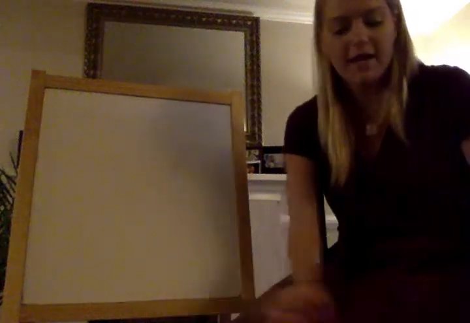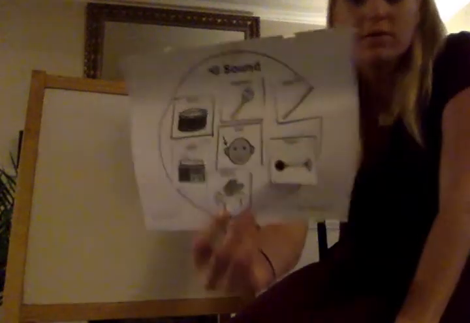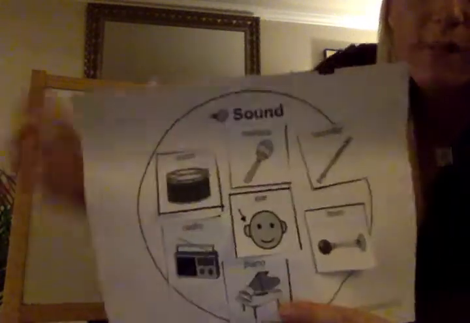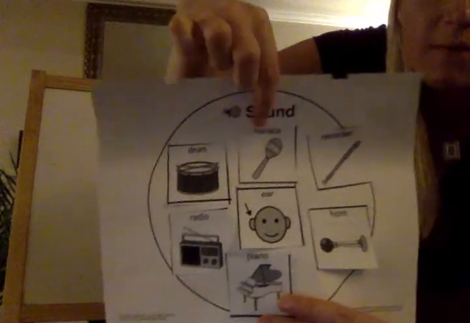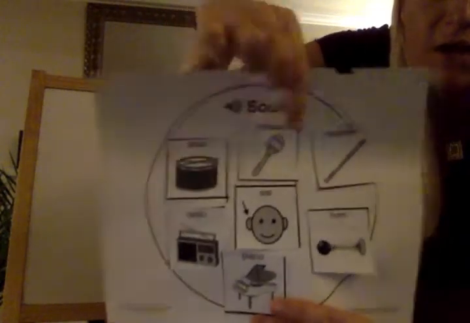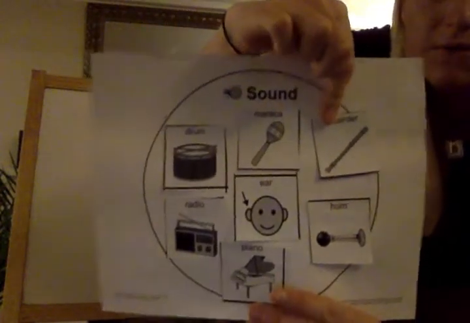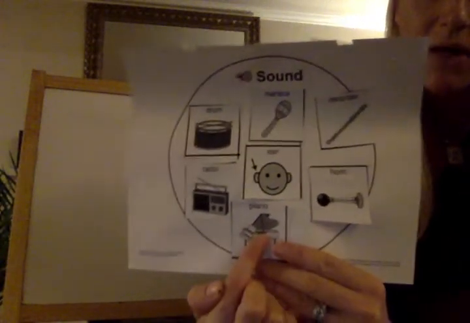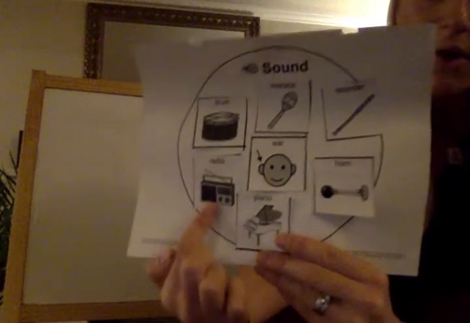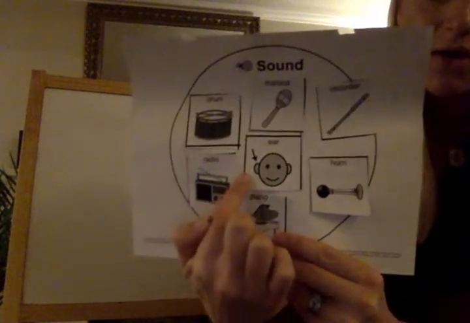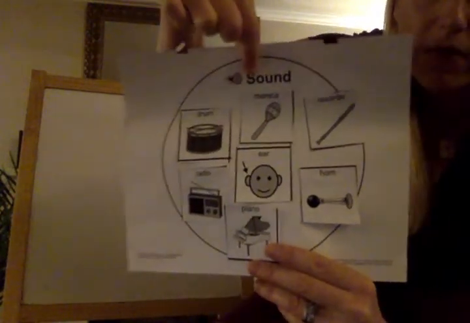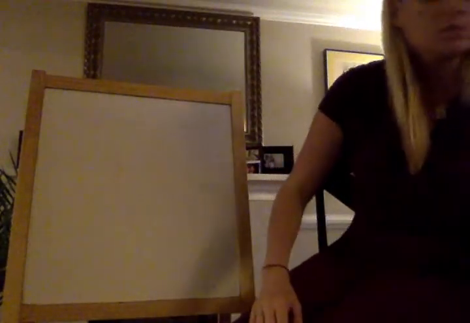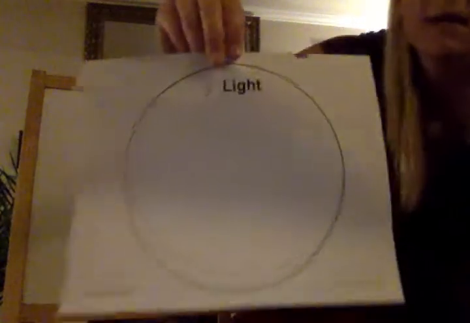Okay, yesterday we did sound. We looked at sound. We said that drums make sound, maracas make sound, recorders make sound, horns make sound, pianos, radios, and we use our ear to listen to sounds. So today, we are going to talk about light.